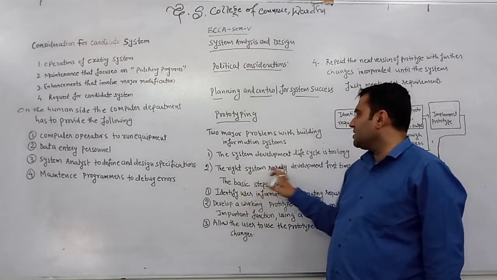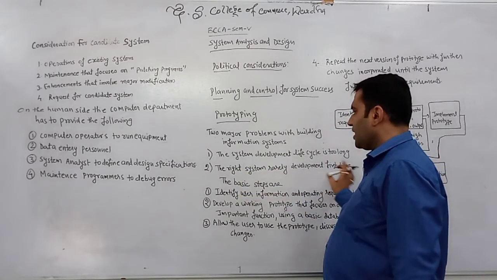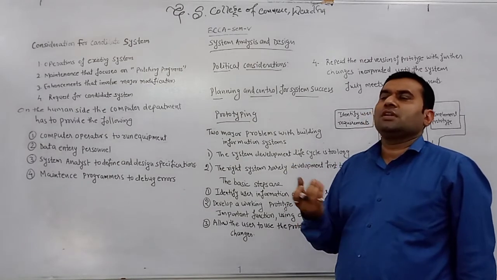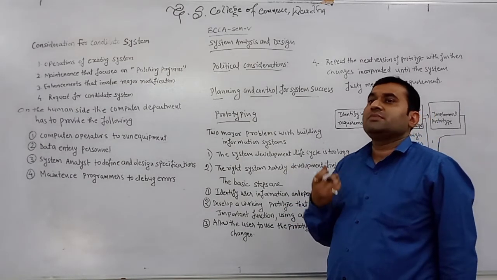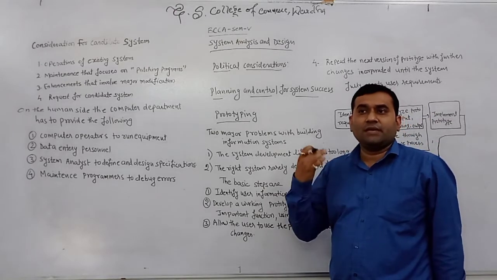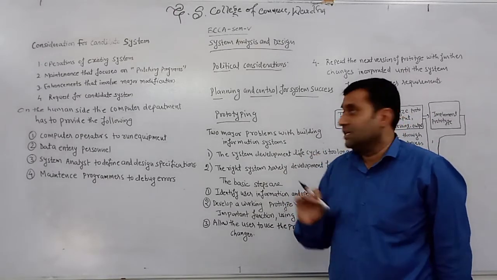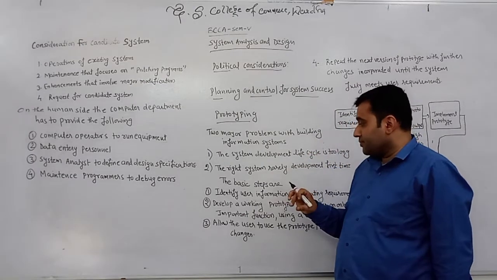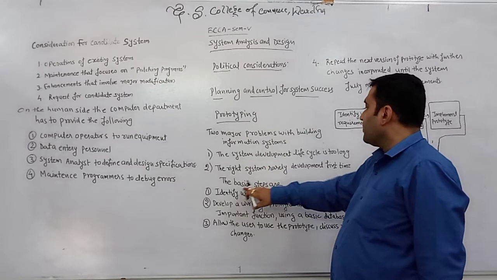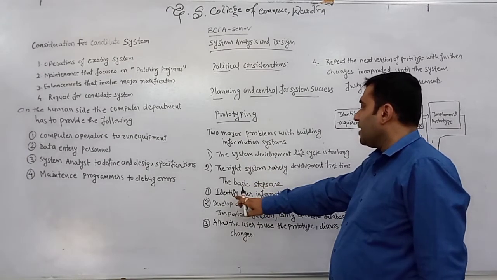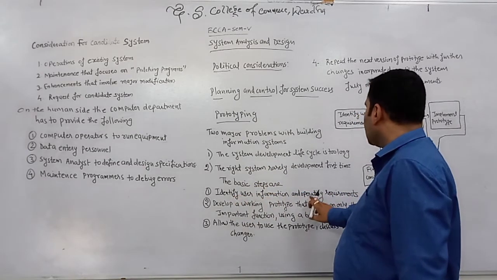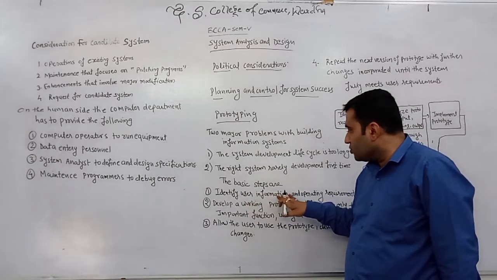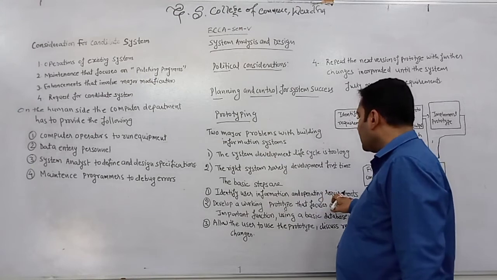The right system is rarely developed the first time. The right system, the one the user needs, is rarely produced the first time. Many changes and modifications are made to your system. For this purpose, basic steps are taken. Firstly, identify the user information and operating requirements.